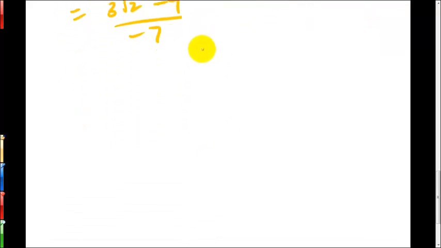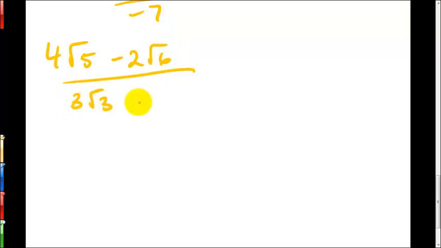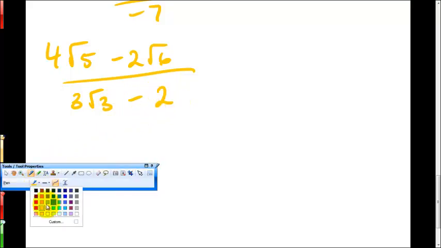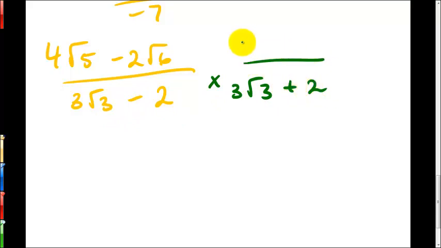Alright, let's try one more of those ones. So how about we go with a little bit trickier one now. So 4 root 5 minus 2 root 6 over 3 root 3 minus 2. Okay, what do we do? Well, I multiply by 3 root 3. Rather than minus, I now have to use plus 2. Remember, just the sign changes. And what you do to the bottom, you have to do to the top.